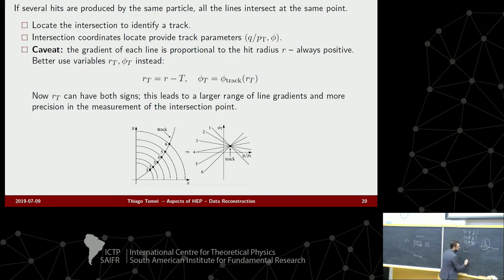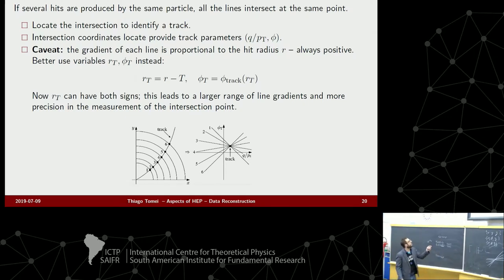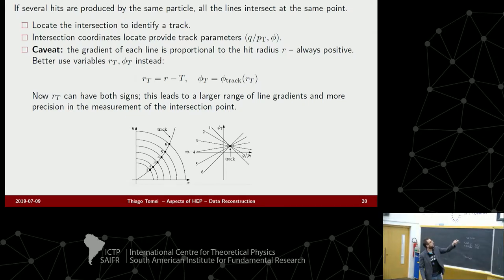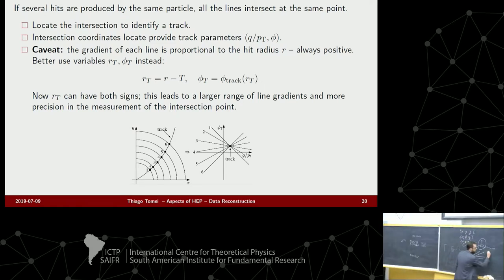What we would have is many lines, all of them with positive coefficients. And then it's not as easy to find the intercept. So what we do is that we reparametrize like this, okay? Essentially, we choose our coordinate system in the whole coordinate such that half of the hits have positive RT and half of them have negative, and then the butterfly spreads its wings like this. And then it's much easier to locate the intersection.